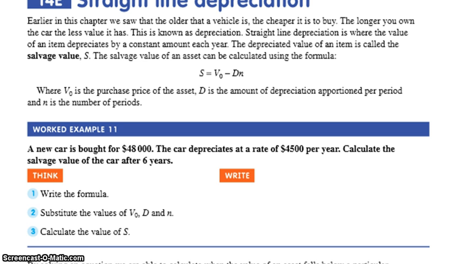All right, so we've got S equals V0 minus Dn. S is the salvage value, or what the car's worth now. V0 is the initial purchase price of the car. D is the depreciation rate, and it's apportioned per period. So if you're doing it per year, then n is the number of years, and D is how much it depreciates per year. If you're doing it by month or by day, then it would change in the periods. The n would be every how many days or how many months, and the D would be how much it depreciates per month or per day.